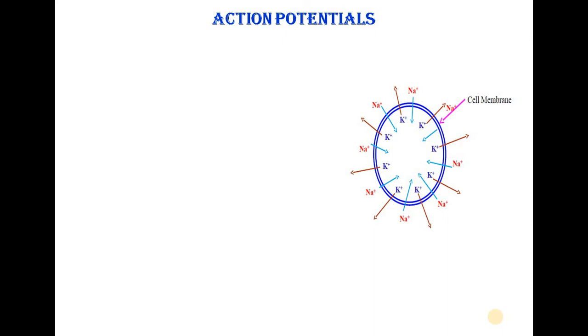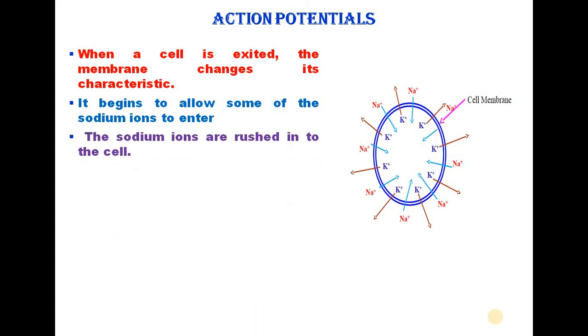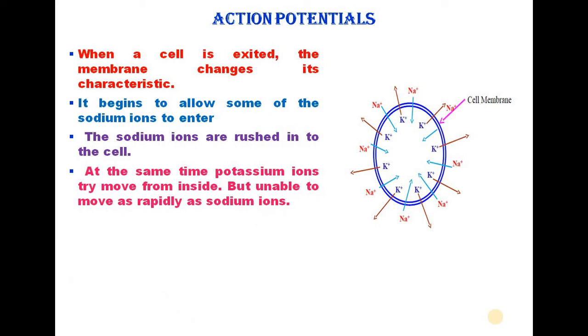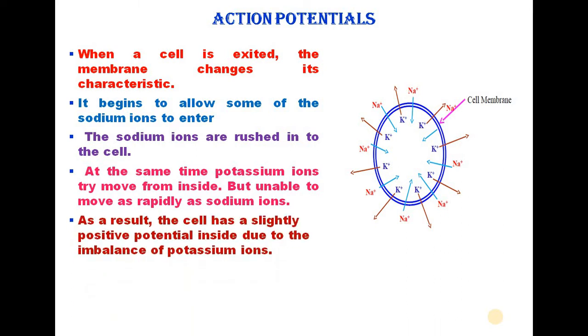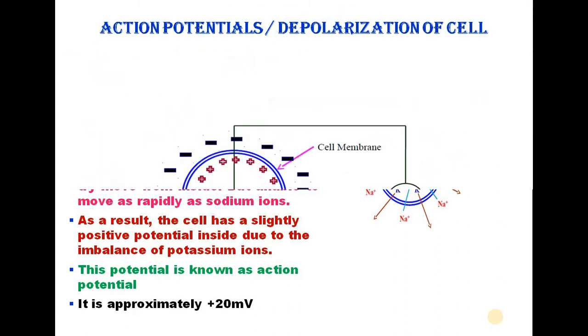Now, let us see about action potentials. When a cell is excited, the membrane changes its characteristic. It begins to allow some of the sodium ions to enter. The sodium ions rush into the cell. At the same time, potassium ions move from inside but are unable to move as rapidly as sodium ions. As a result, the cell has a slightly positive potential inside due to the imbalance of ions. This potential is known as action potential. It is approximately plus 20 millivolt.